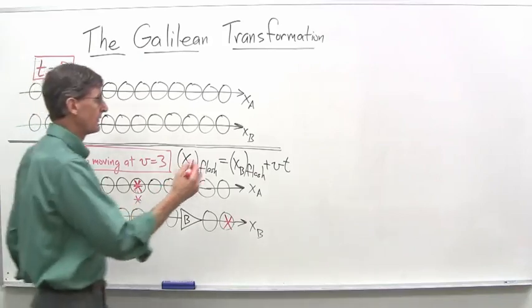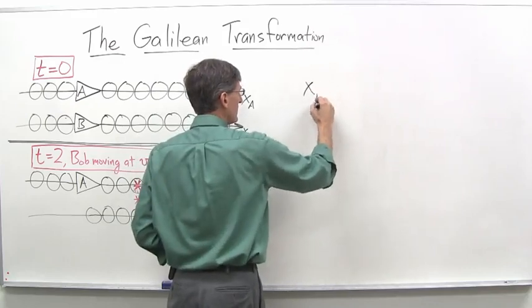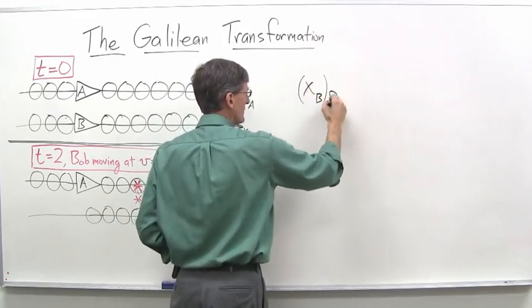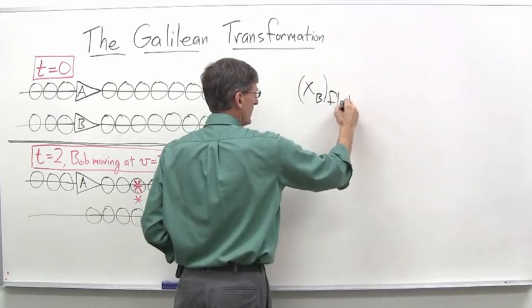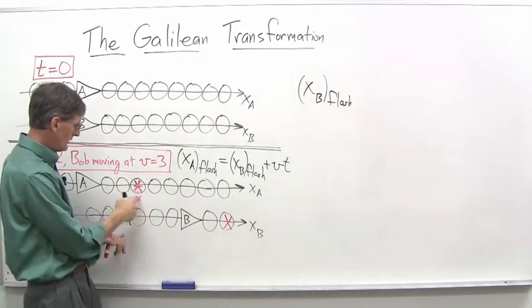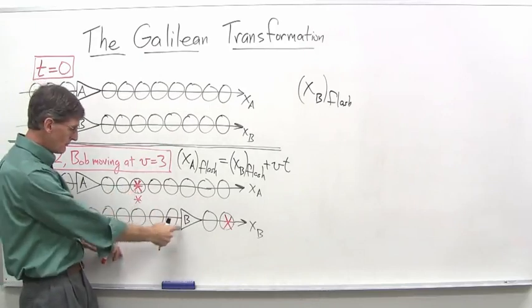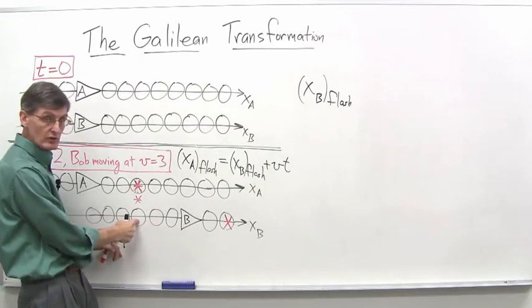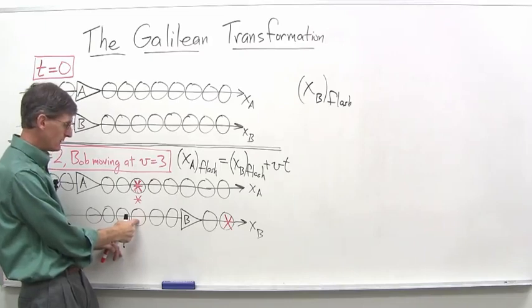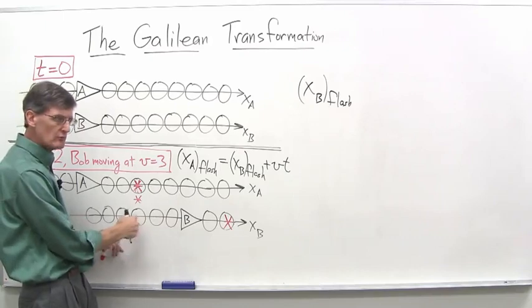Well, let's think about this a minute. We can write the equation like this. We've got x Bob of the flash, which is going to be, well, we can just read off the diagram here. To Alice, it occurs at position 3. To Bob, it occurs at position -3. 1, 2, 3, going backwards here. So how is that working?